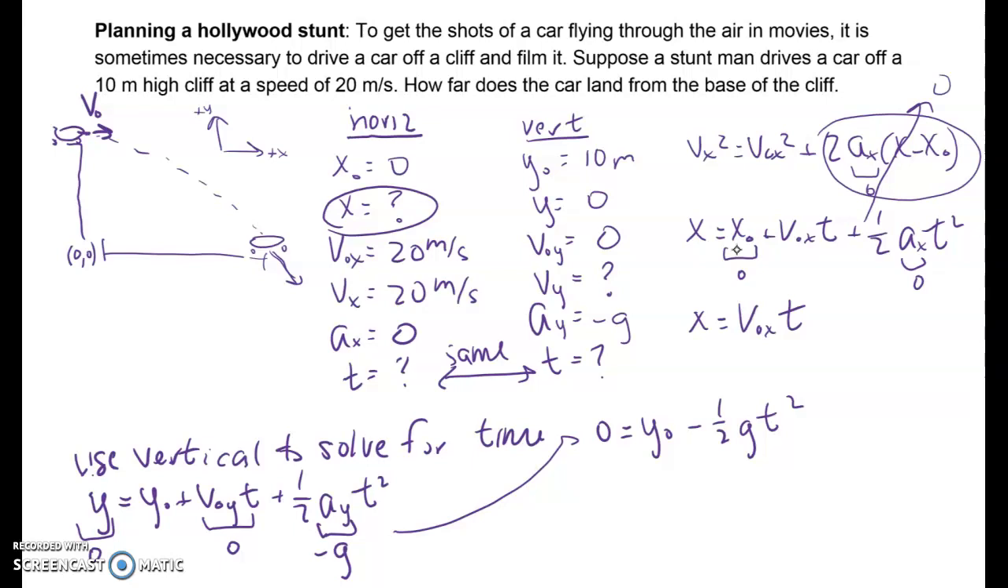Rearranging here and solving, we end up with the expression that time is equal to plus or minus the square root of 2y naught over g. So I got that by just doing a little bit of algebra. So plugging in our numbers, I'm choosing the positive value because time is never negative. So we have the square root of 2 times 10 meters divided by our 10 meters per second squared.